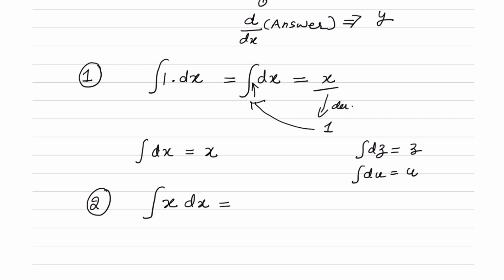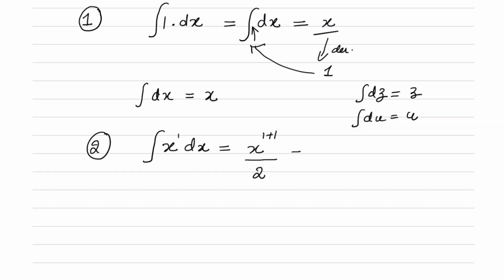Now let's look at the integration of the function x with respect to x. Just like the power rule of derivative, there is the power rule of integration. Here the power on x is 1. So power rule of integration says add 1 to the power. There is already the power 1, then you add 1 to the power, and divide by this whole new power, which is 2, which becomes x squared by 2.